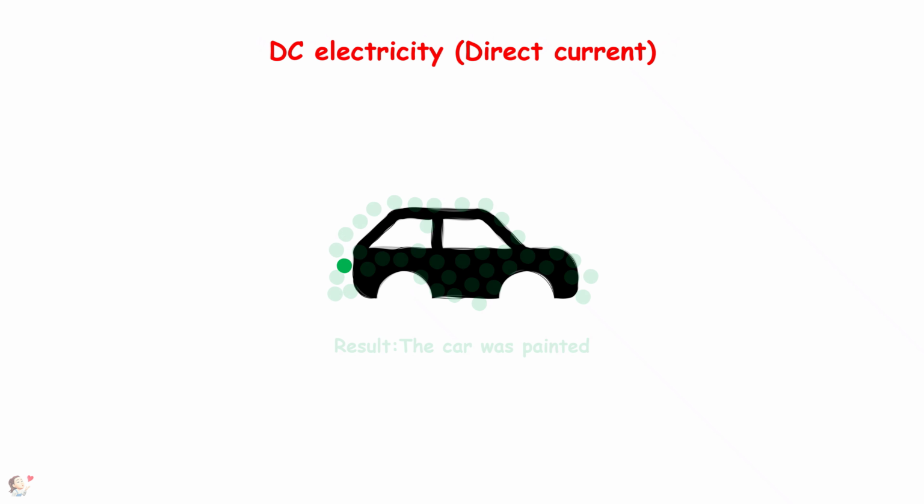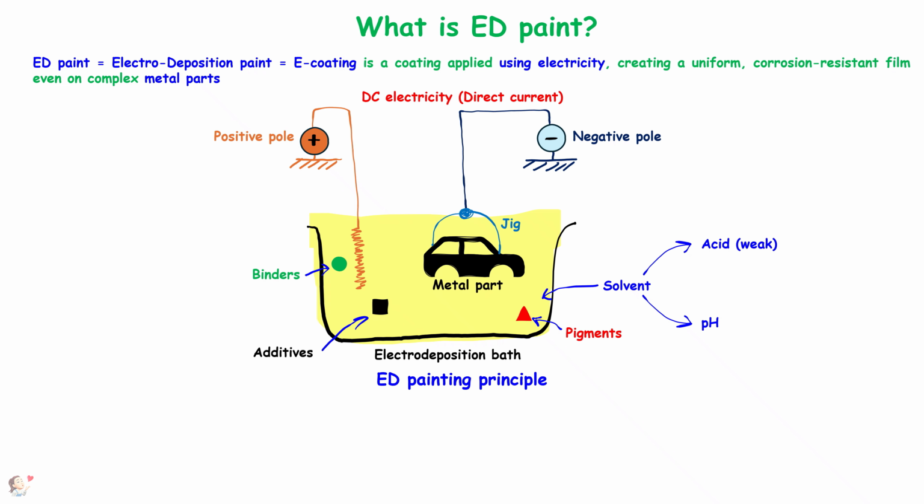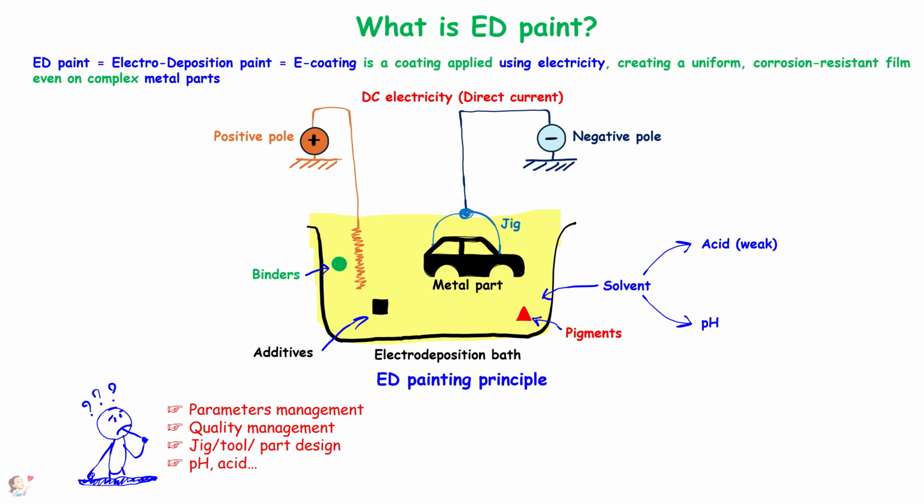In short, the ED painting principle sounds simple, but in reality, its application requires many technological and technical elements. You'll see that factories producing ED paints have a massive management system. For example, they need parameter management, quality management, jigged tool part design, regular management and adjustment of pH and acid levels in the paint tanks, and many other activities. We will explore these in more detail later. Now, let's first understand the basics of the ED painting process in this part 4.